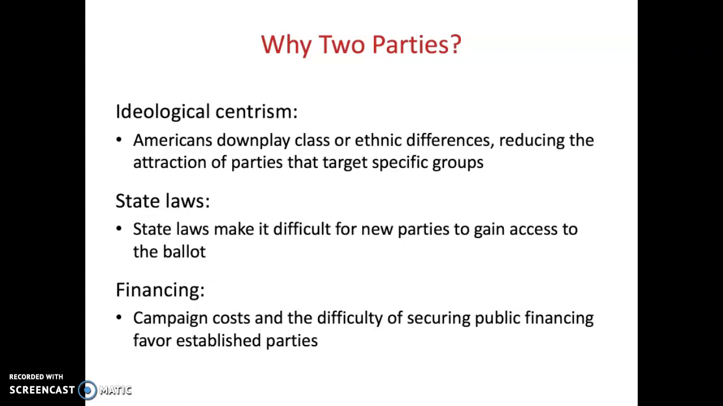Why two parties? Well, basically, the United States is kind of a centrist country. We're not too liberal. We're not too conservative. We have state laws that make it difficult for third parties to get on the ballot, whether it means that you have to get like 15 signatures to get on the ballot or 15,000 signatures to get on the ballot. They make it very difficult for political parties to do so. Also, it's very expensive to run for office, and the two major parties have the money. The minor parties don't.